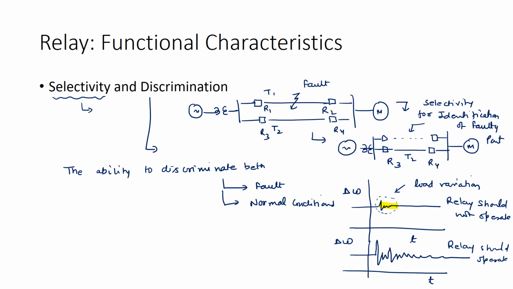So this is how the discrimination is all about. Now we talk about the speed and time of the protection system. When we are designing a protection system and there are perpetual faults in it, the speed and time is a crucial functional characteristic of the relay.